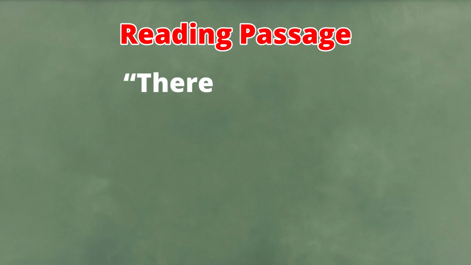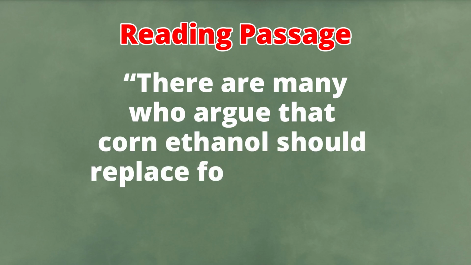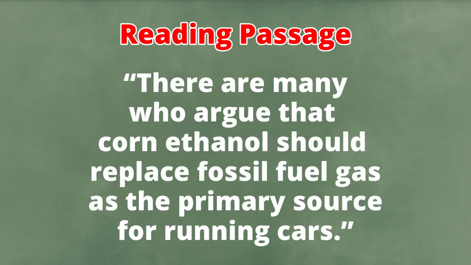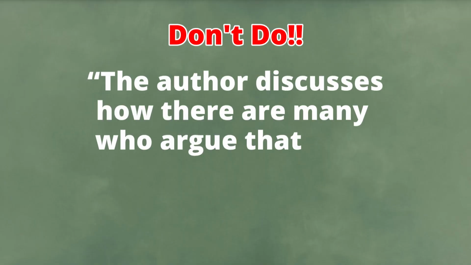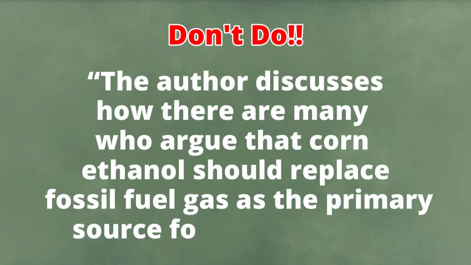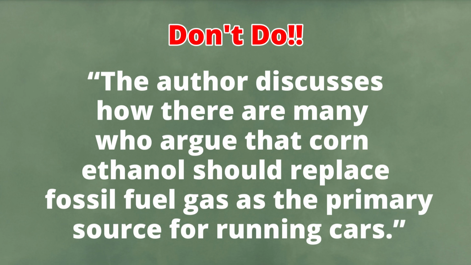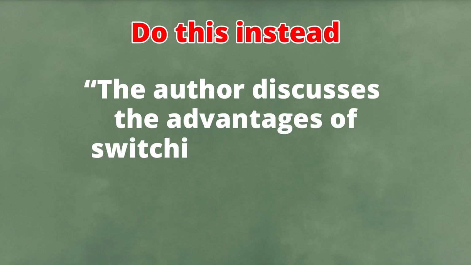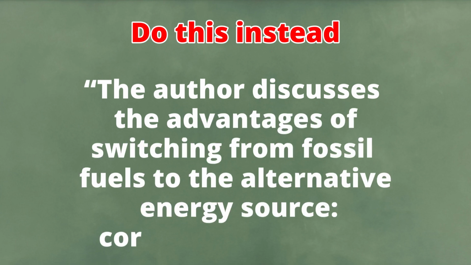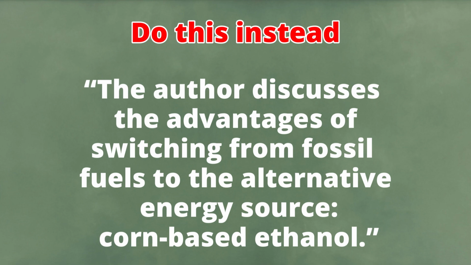For example, let's say the reading passage states, there are many people who argue that corn ethanol should replace fossil fuel gas as the primary source for running cars. Don't say in your answer, the author discusses how there are many who would argue that corn ethanol should replace fossil fuel gas as the primary source for running cars. This is a huge mistake that many students make. Instead, paraphrase the author's position, such as, the author discusses the advantages of switching from fossil fuels to the alternative energy source, corn-based ethanol.